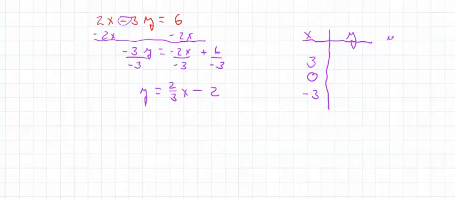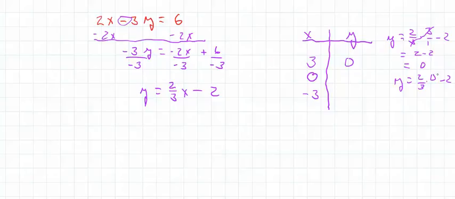So my equation, y equals 2/3 times 3 over 1 minus 2. The 3's cancel. 2 minus 2 is 0. When I put in 0, y equals 2/3 times 0 minus 2. Any number times 0 is 0. I get negative 2. Notice I'm not dealing with fractions here. I don't want fractions. Ever.